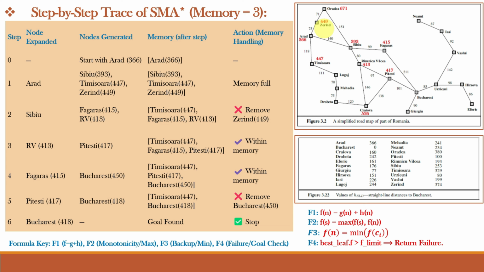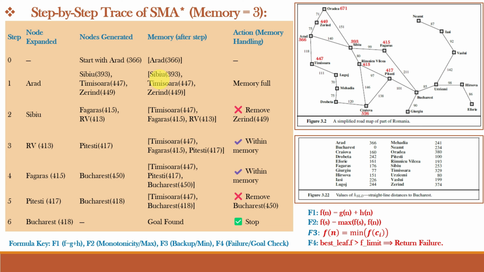Now for Zerind, G is equal to 75, H is equal to 374. So using F1, F of Zerind is equal to 75 plus 374, which is equal to 449. Using F2, F of Zerind is equal to the maximum of Fs, that is 366, comma Fn is 449, that we just obtained. So the maximum of these two is 449, and so Zerind gets the value 449. So these values are written here.